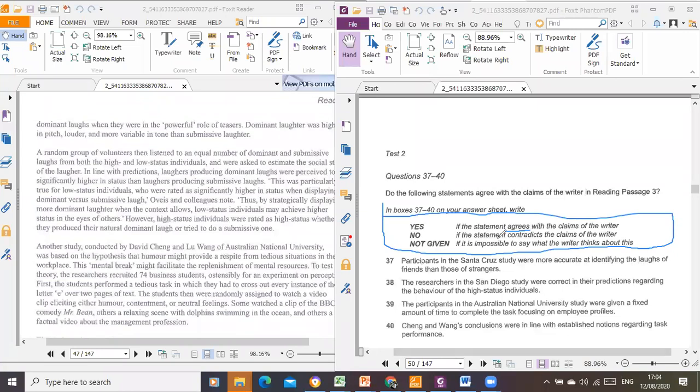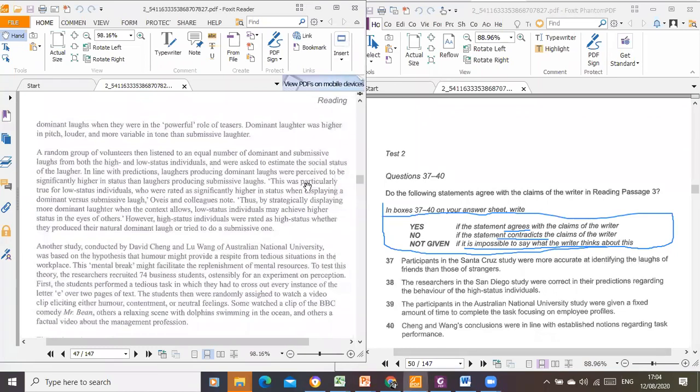And it is no if the statement contradicts, if it is directly opposite to the claim of the writer. It is not given if it is impossible to say what the writer thinks about this. The writer didn't come out straight, even though it might be in his mind. As far as we are concerned, in this passage we don't have enough information to know what the writer thinks. That is yes, no, not given. It's all about the claims of the writer, what the writer thinks.